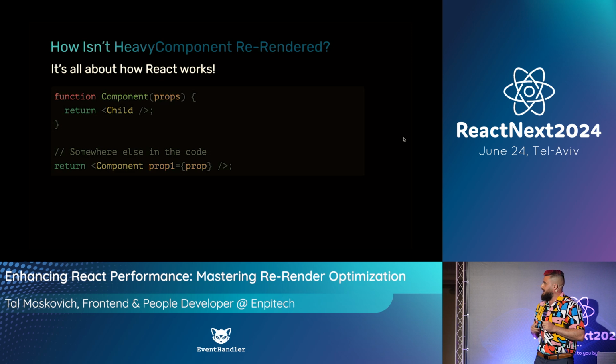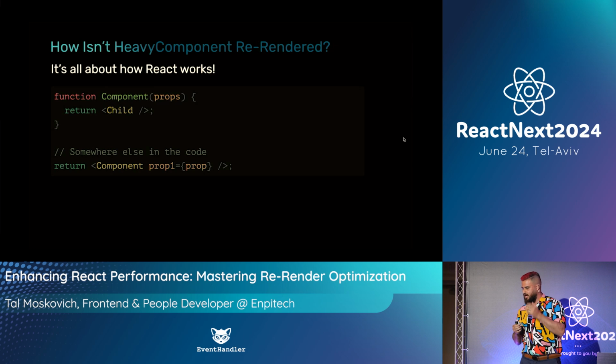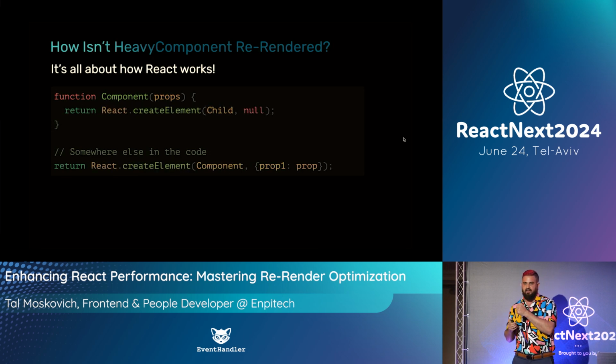Okay? How isn't the heavy component re-rendered? We have, of course, a component, we have a child, and later in the code we have another call to this component. And this JSX, as you know, is transferred to be React.createElement that takes the pointer to the functional component and the props. Okay?